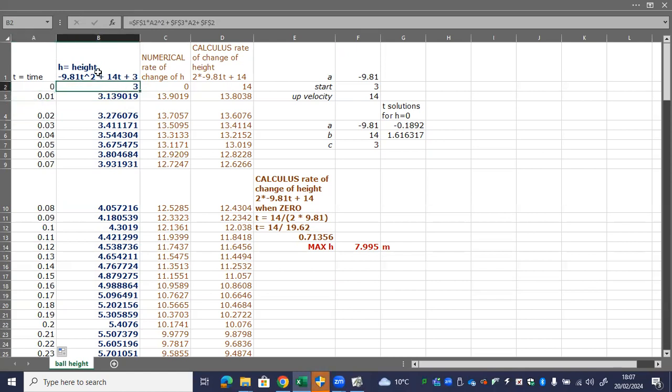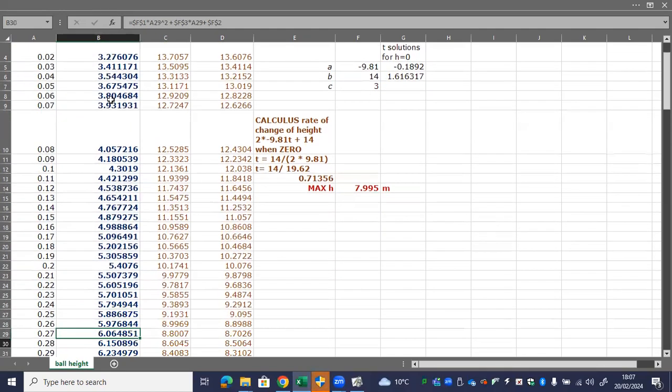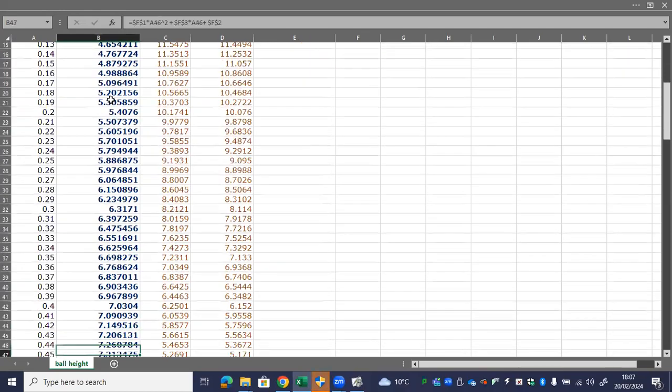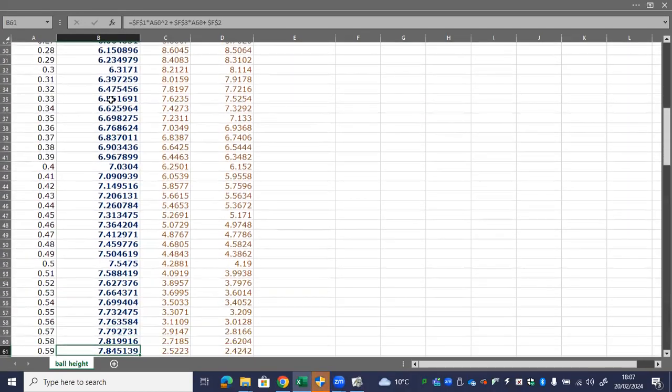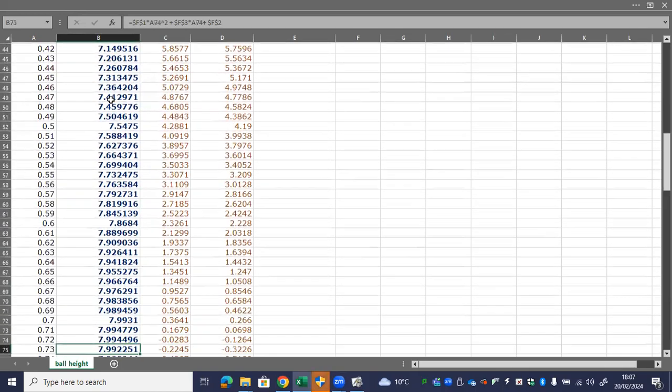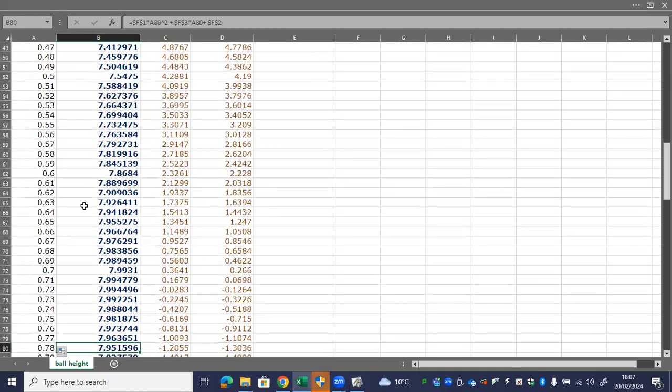We can see if we've got the formula correct here, we must start at 3 meters above ground. And as we throw the ball up in the air, we can see the height is increasing. If we just simply go down this column, we can do a visual check and see what maximum value we get down here. We can see that the maximum value is 7.99477, and then it starts to drop off again. So between 0.71 and 0.72, we have time. We know we have maximum height.